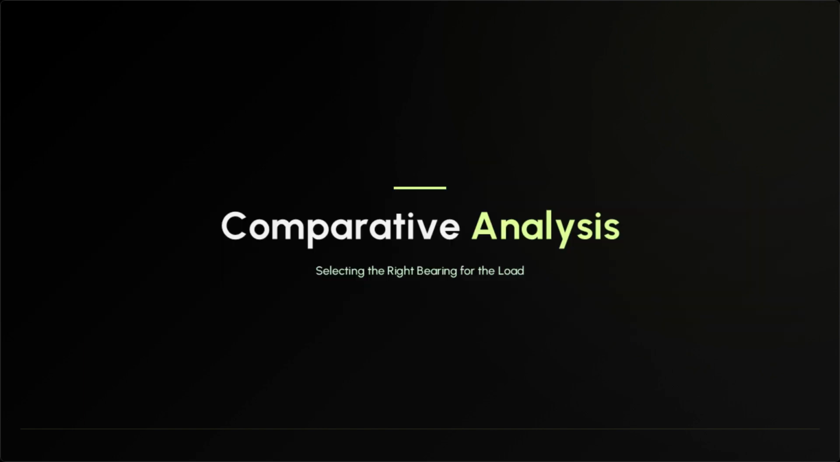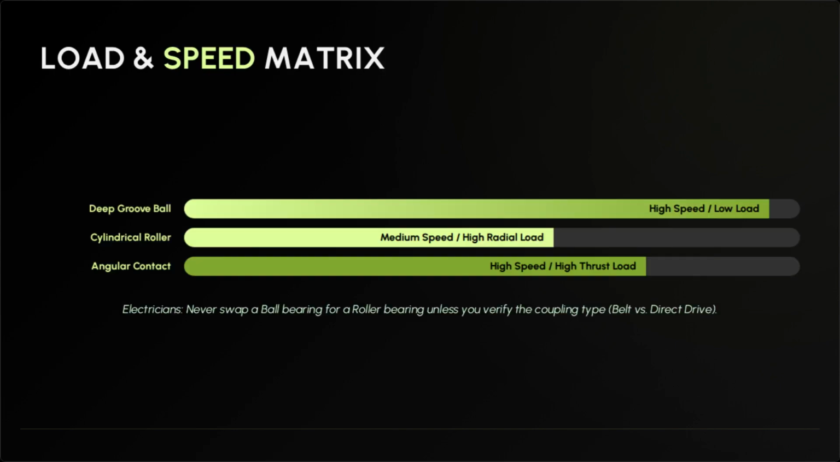Not all motors are built equal. The load profile of the machine determines the bearing type. Here is your selection matrix. Deep groove ball bearings are the standard for high speed and light loads. However, if you have a belt-driven motor with heavy side pull, you need cylindrical roller bearings to handle that radial load. Using the wrong type can lead to shaft failure in weeks rather than years.